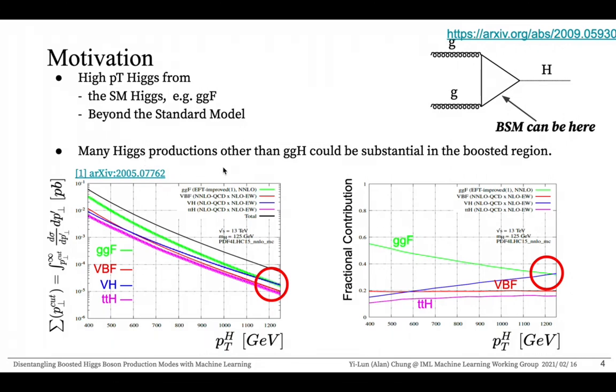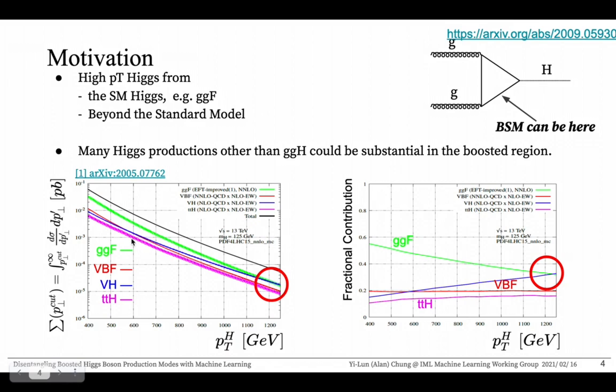This leads to a particular feature. Many Higgs productions other than gluon-gluon fusion could be substantial in the boosted region. Boost here means a Lorentz boost, that is, the Higgs with high transverse momentum. This diagram shows the differential production cross-section as a function of the transverse momentum of the Higgs.